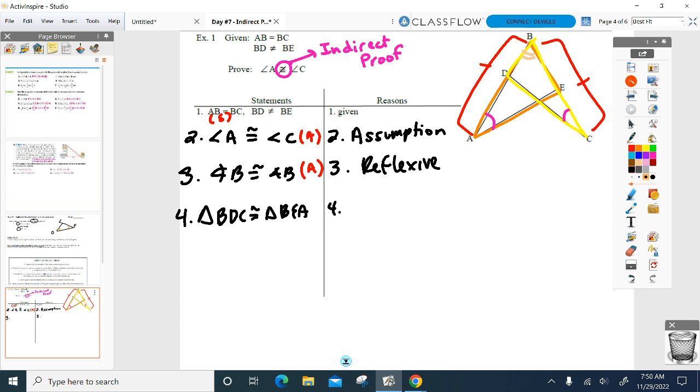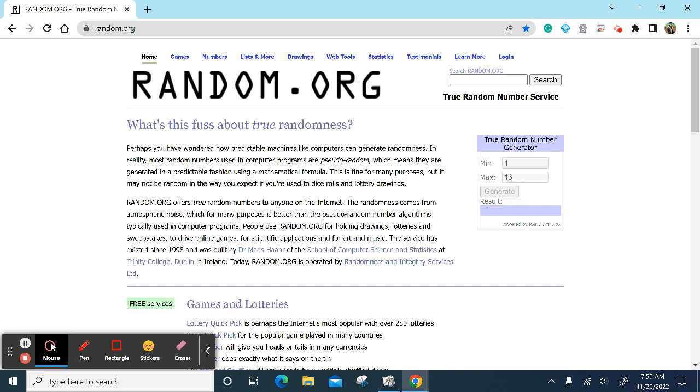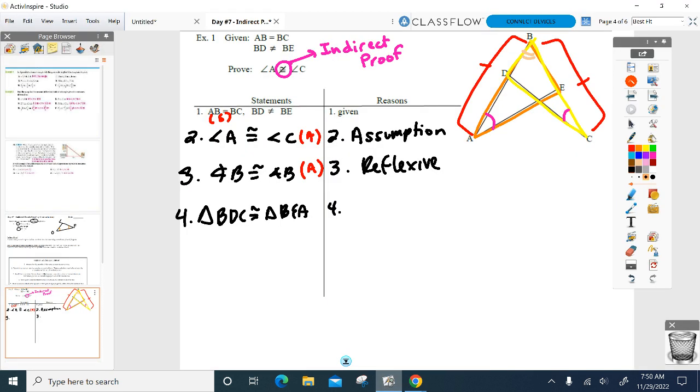Got a method here? Either angle, side, angle, or angle, angle, side. What do we think here? 3? Angle, side, angle. That side is in between, so it's going to be angle, side, angle. All right, where are we going with this?